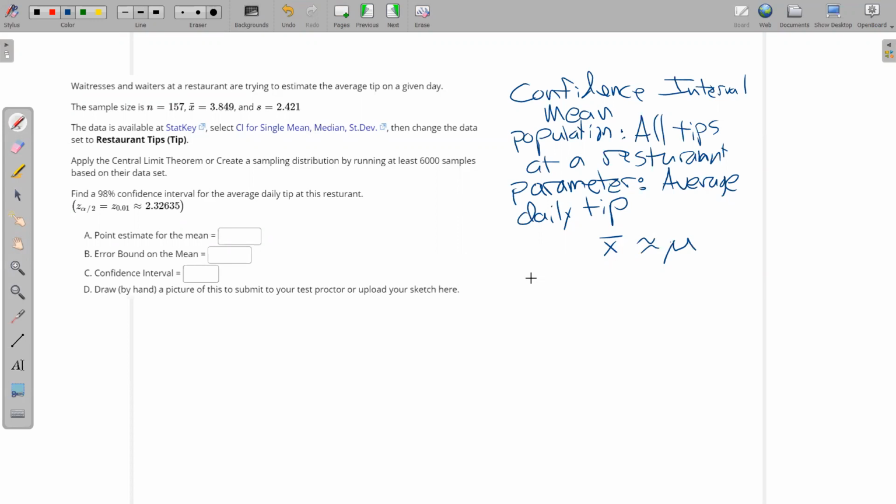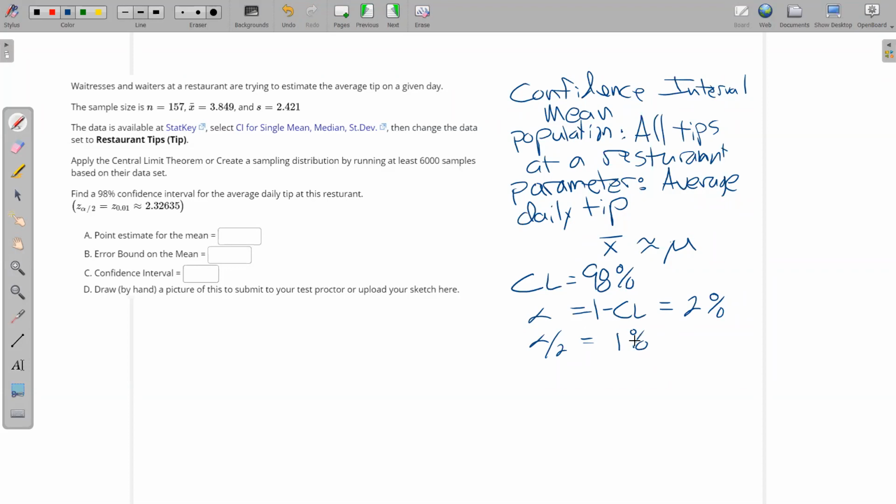We have a confidence level here, and that is 98%. Alpha is always 1 minus the confidence level, so that would be 2%. And then the tail probability is always alpha over 2, which is where the z-score comes from, and that would be 1%.